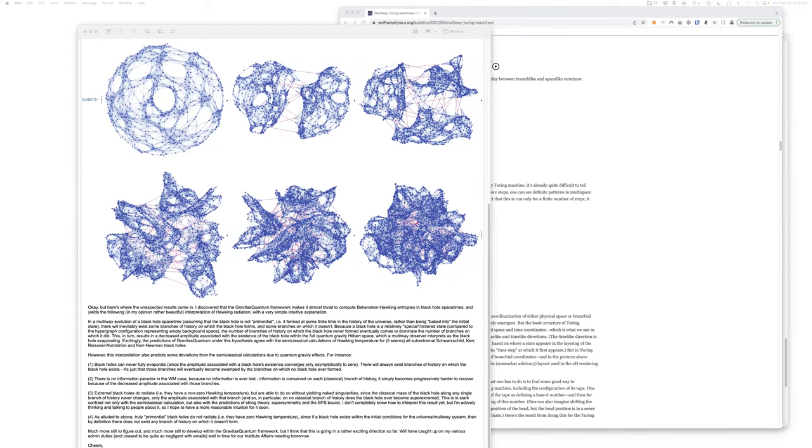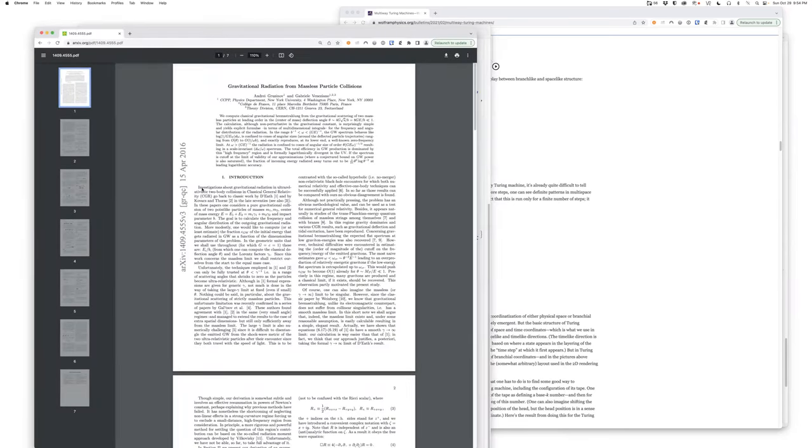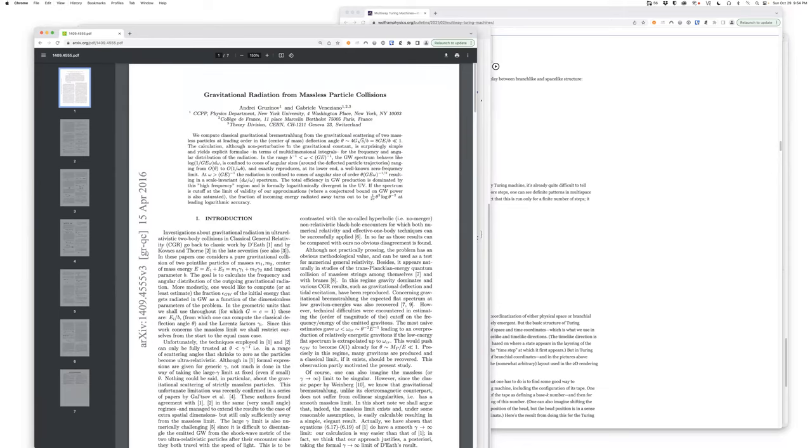Oh, there's a paper by Veneziano about this very topic. Actually, comparatively recent, 2016. Wow. Anyway, here it is. Classical gravitational bremsstrahlung, gravitational scattering of two massless particles. I'm talking about other kinds of scattering. Deflection angle.